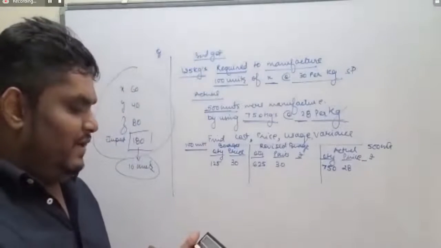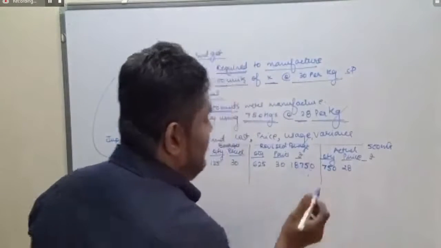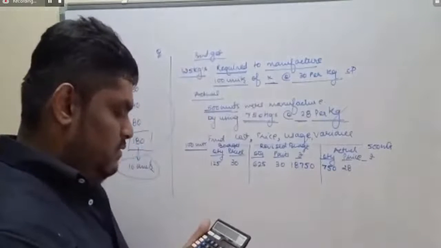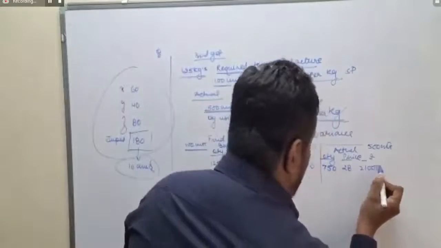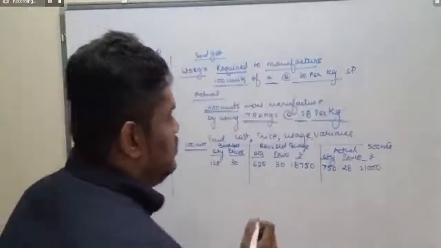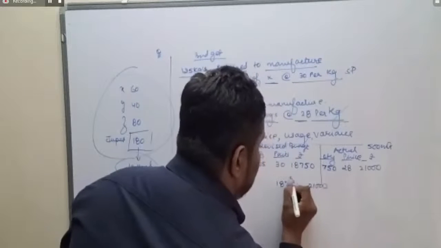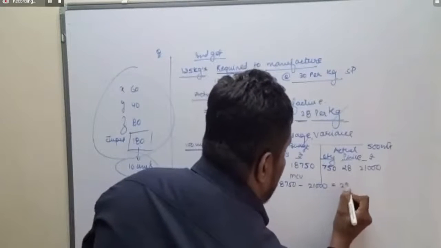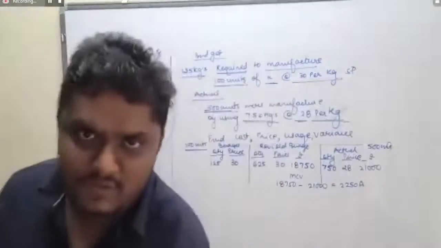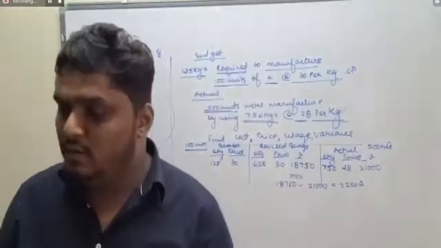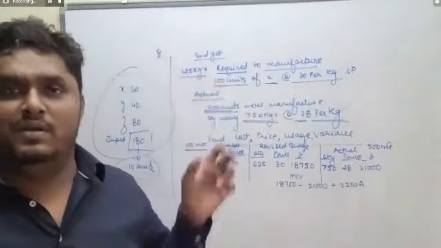So 625 into 30, 18,750. Actual is 21,000. So 18,750 minus 21,000 is 2250. This is the material cost variance, 2250. So this is the way you guys have to solve the question. It is 2250, Rahul. I think you have taken this as the output and this as the input.